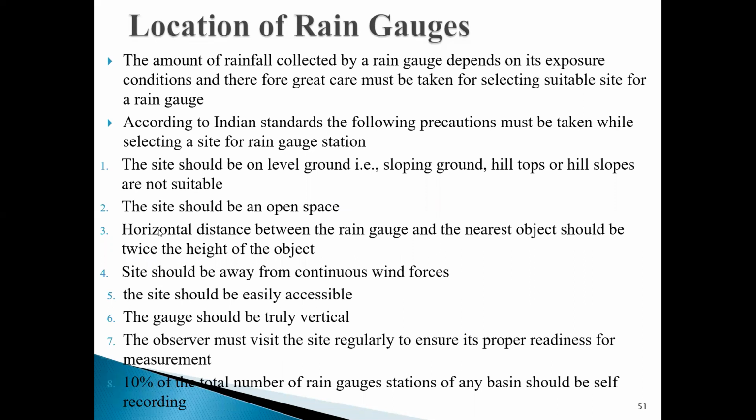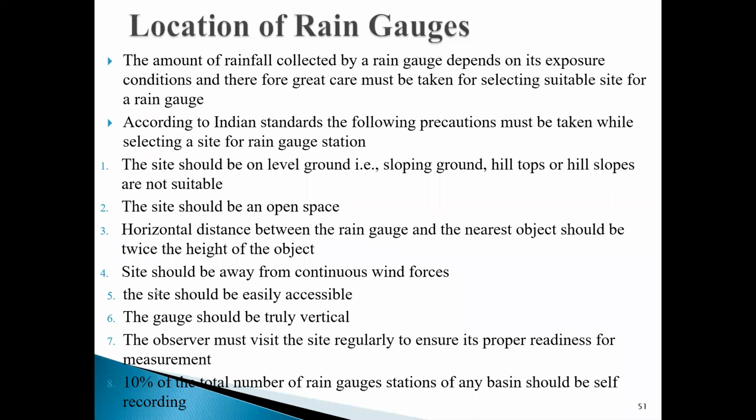Next, the third point is the horizontal distance between the rain gauge and the nearest object should be twice the height of the object. So you have to maintain a particular distance from the rain gauge. For any permanent object, the horizontal distance between the rain gauge and the nearest object should be twice the height of the object.